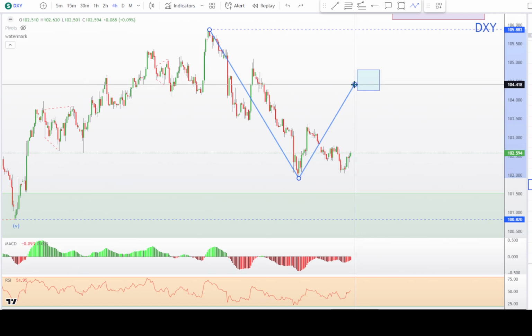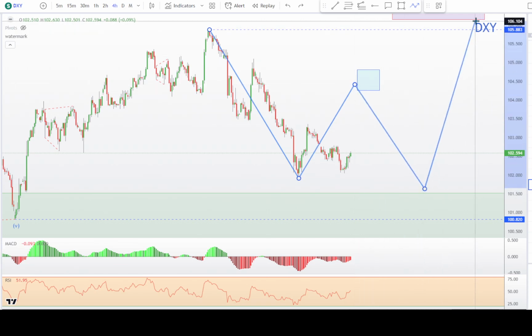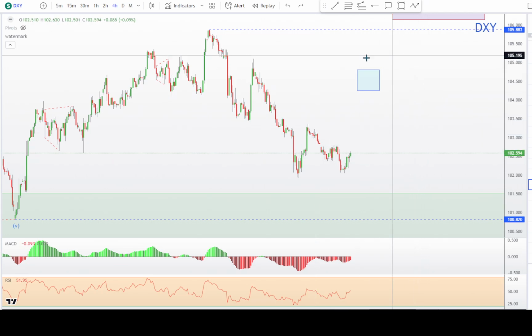So what I think might be happening is this is still just A. They're going to make a B, and then come back down for the C before they head back down and break that low. So I think we're going to be in this little trading range for a while. To me this looks very impulsive up here, and then you got a three-wave correction, very deep, and now they're starting to come up.